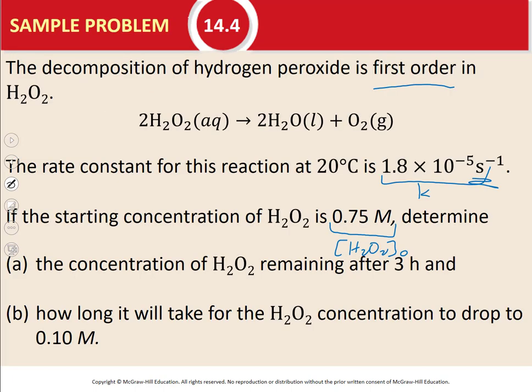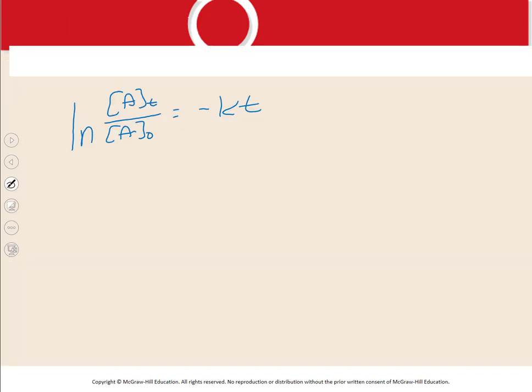So in question A, what am I solving for? What am I being asked to find from my rate law? The top concentration, the concentration remaining after some time t. So we're going to have to get rid of that natural log. That's okay. It's just like the Clausius-Clapeyron equation in chapter 13, right? So how do we get rid of the natural log? e to both sides.